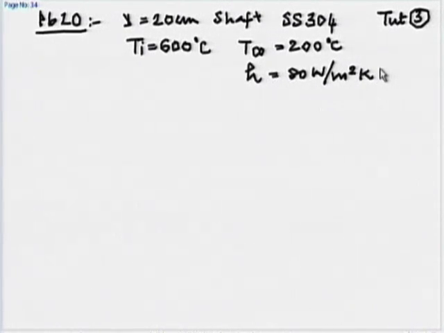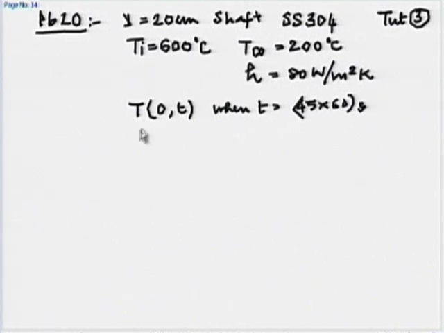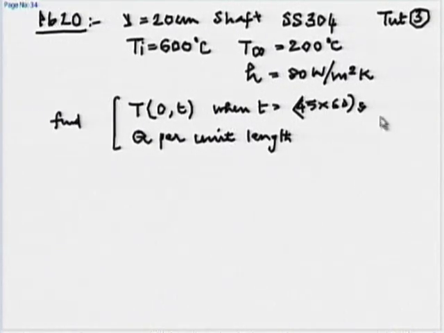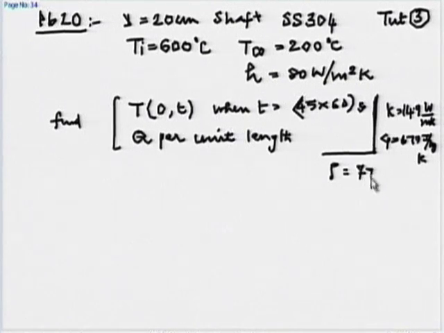Determine the temperature at the center of the shaft, that is theta naught or T naught comma t, 45 minutes after the start of the cooling process, that is t equal to 45 into 60. Also, determine the heat transfer per unit length of the shaft during this time period. K equal to 14.9. Note this number, SS304, this is stainless steel, having lesser thermal conductivity. Cp 477 joule per kg Kelvin. Rho 7900 kg per meter cube.